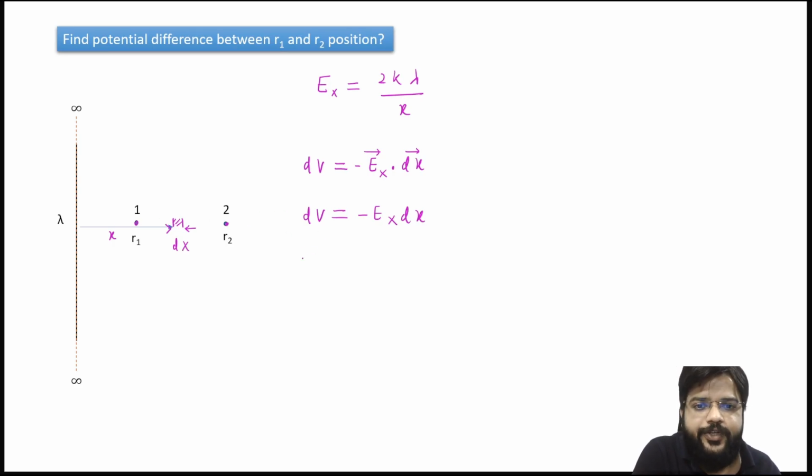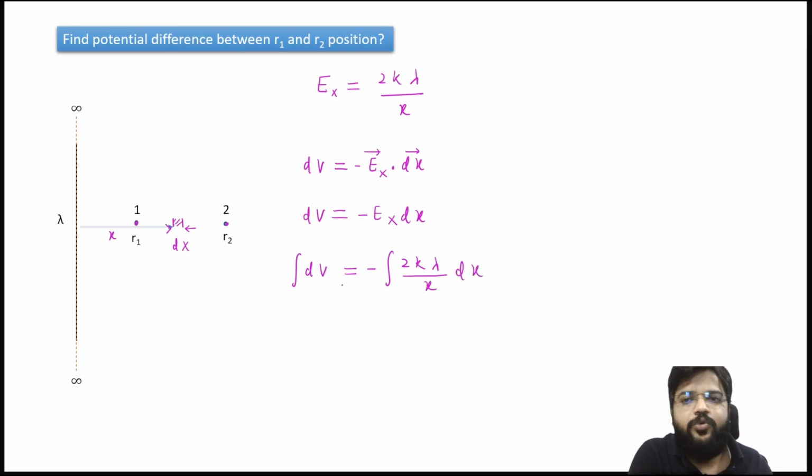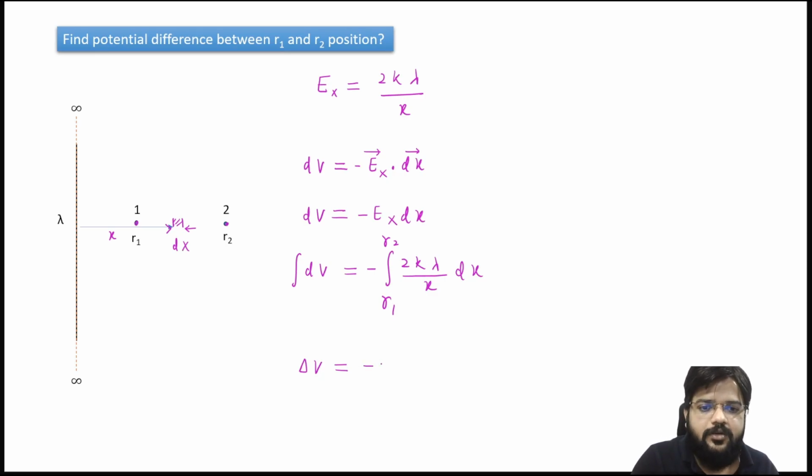So for this small region, the change in potential can be written as minus Ex dx. But we want it between 1 and 2, so we need to integrate. We will integrate on both sides and put the Ex value also, which is 2k lambda by x dx. Now put the limits of integration, r1 to r2. So del v is equal to minus 2k lambda, integral from r1 to r2 of 1 by x dx. The integration of 1 by x is log x everyone.